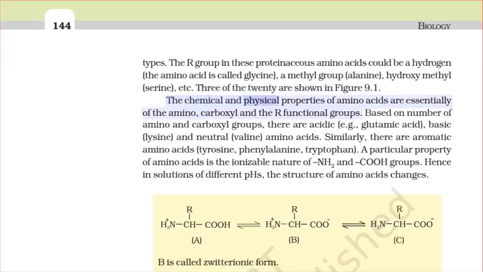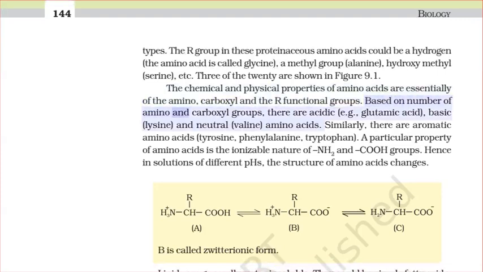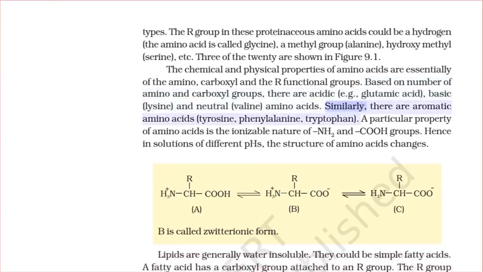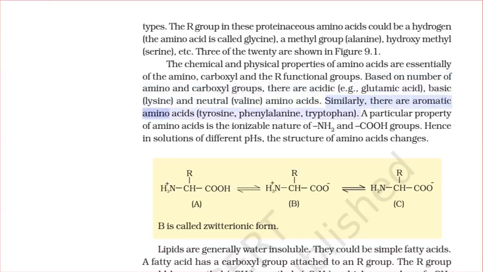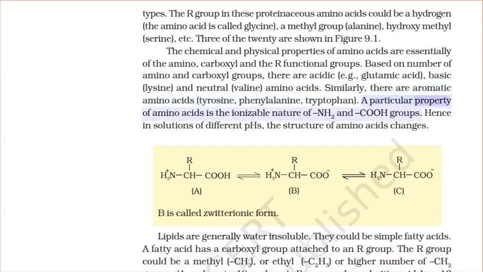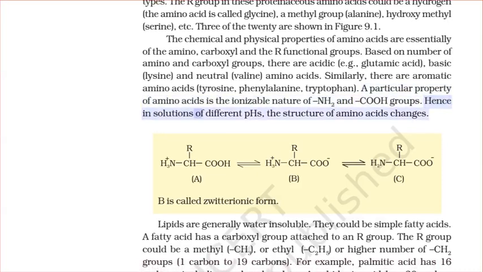The chemical and physical properties of amino acids are essentially of the amino, carboxyl, and the R functional groups. Based on number of amino and carboxyl groups, there are acidic, e.g., glutamic acid, basic, lysine, and neutral, valine, amino acids. Similarly, there are aromatic amino acids, tyrosine, phenylalanine, tryptophan. A particular property of amino acids is the ionizable nature of NH2 and COOH groups. Hence, in solutions of different pHs, the structure of amino acids changes.